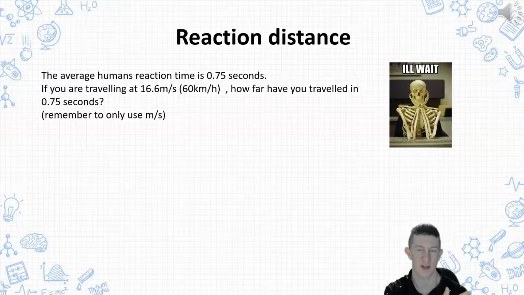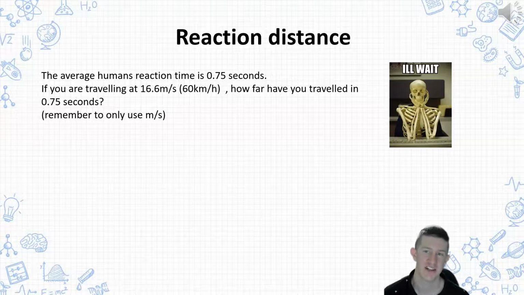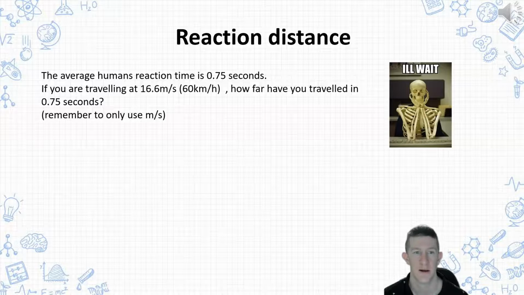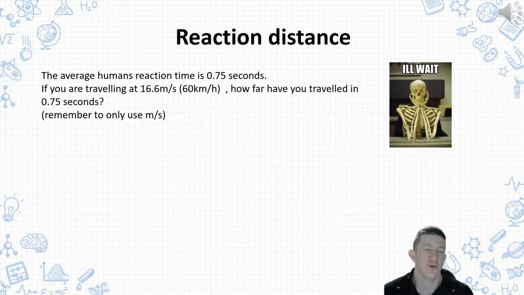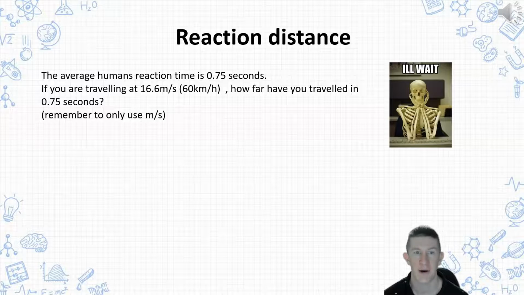Touch is much quicker. Your senses on your body are faster than your brain processing visual and auditory information, so touch is quicker. But on average, the reaction time is 0.75 seconds. This becomes really interesting because if we consider you're driving along at 60 kilometers per hour, which is 16.6 meters every second, how far would you travel in 0.75 seconds? That's just the time it takes you to even react, not even to do anything.